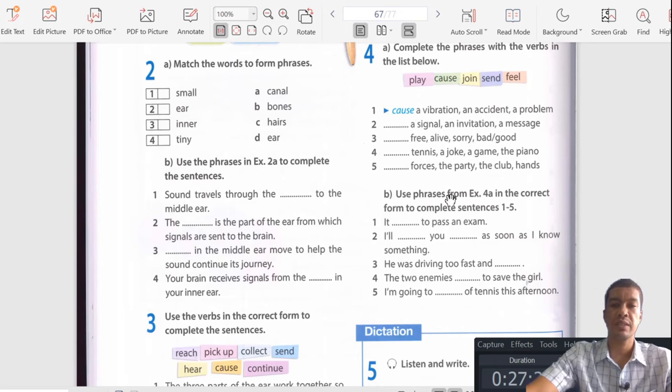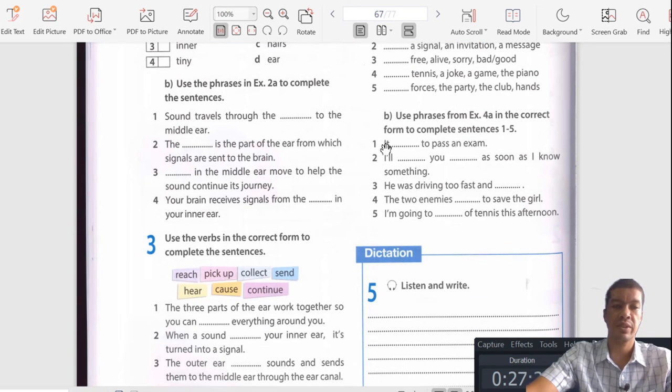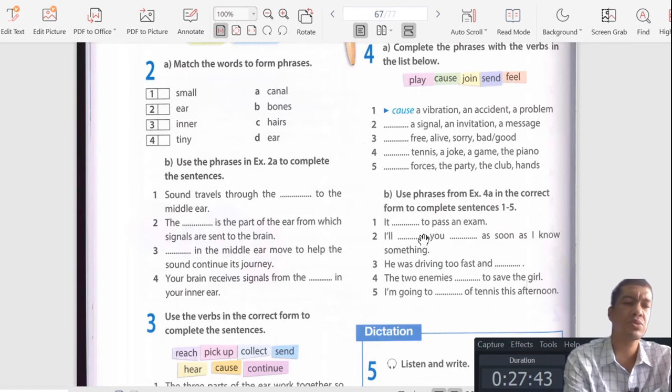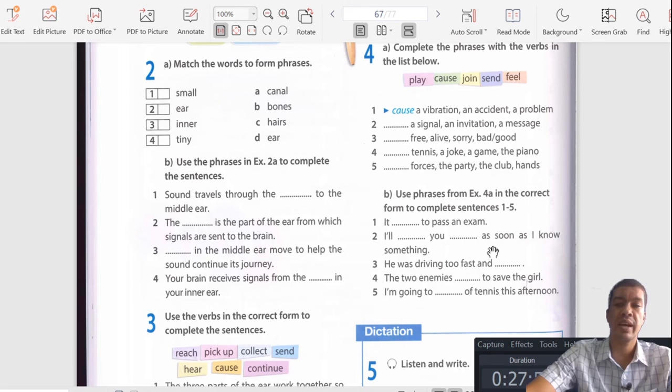Alright, now use these phrases from example 4a, which is these over here, in the correct form to complete sentences 1 to 5. Now here's sentences 1 to 5. Alright, it to pass an exam. So what can we use? We can say it feels good to pass an exam. Number 2, I'll send you a message as soon as I know something. Number 3, he drives too fast and causes an accident.